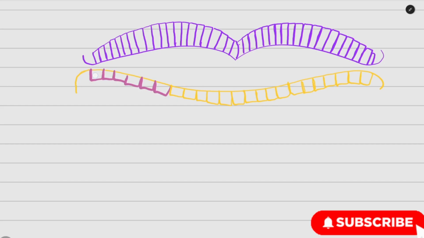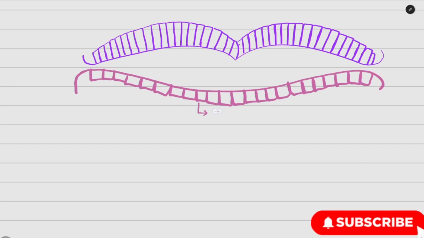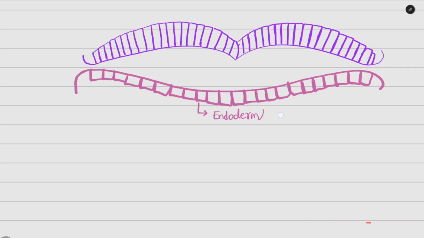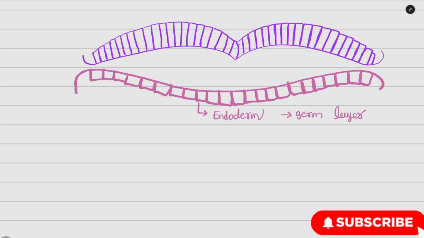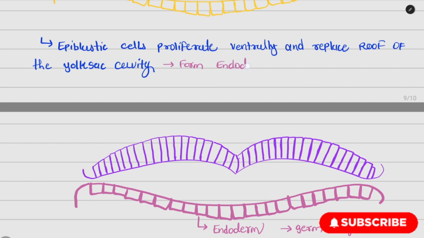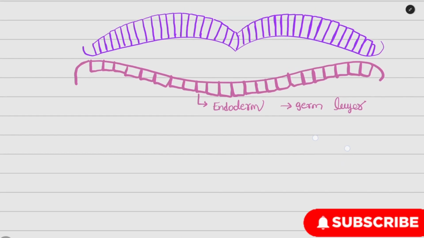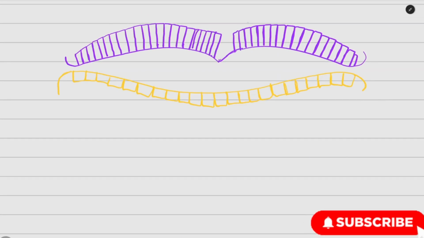Now we have a layer of epiblast cells ventrally, and it is known as endoderm. Endoderm is a germ layer. A germ layer is a primary layer of cells that forms during the early stage of embryogenesis. Endoderm is the first germ layer to develop in an embryo. And now as we know, ventrally proliferated epiblast cells form endoderm.